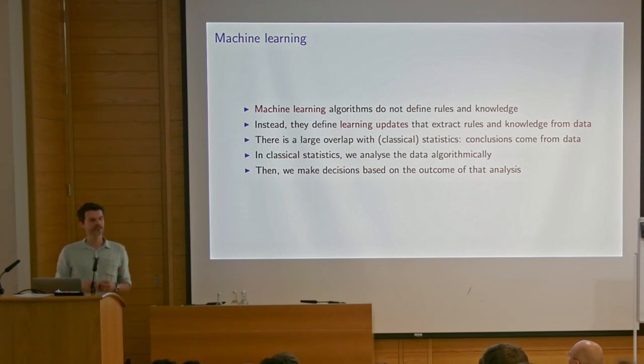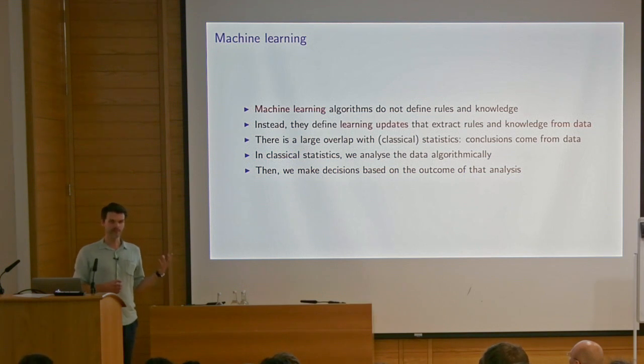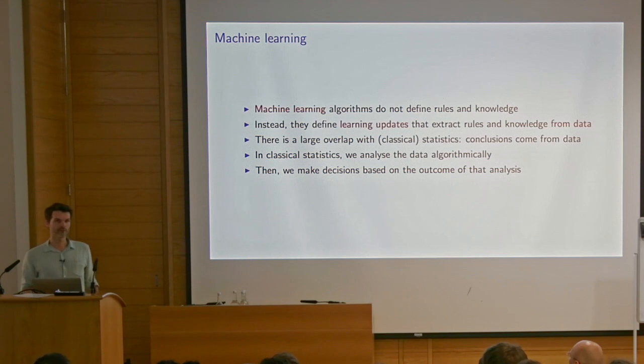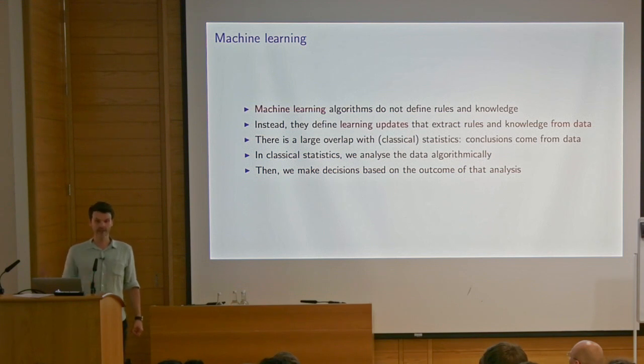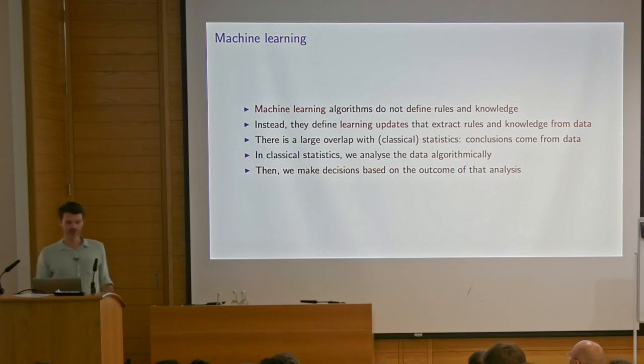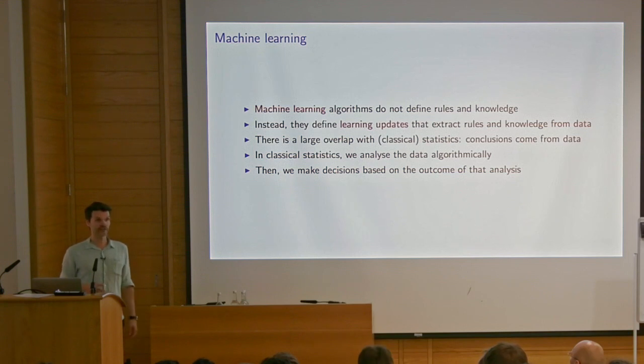But the main difference between these two approaches is that one is where you set up a system and you put all the knowledge in beforehand, and the other is a system where you set up the system in such a way that it can consume new information, new data, during its lifetime, if you want to call it that, and can then build up new knowledge from the data. Now, obviously, there's a large overlap with classical statistics here, where also conclusions come from the data, and indeed, these two fields, statistics and machine learning, are very tightly related.